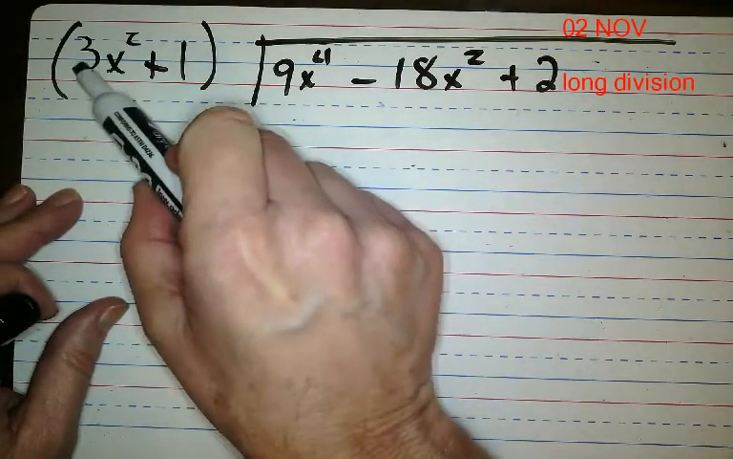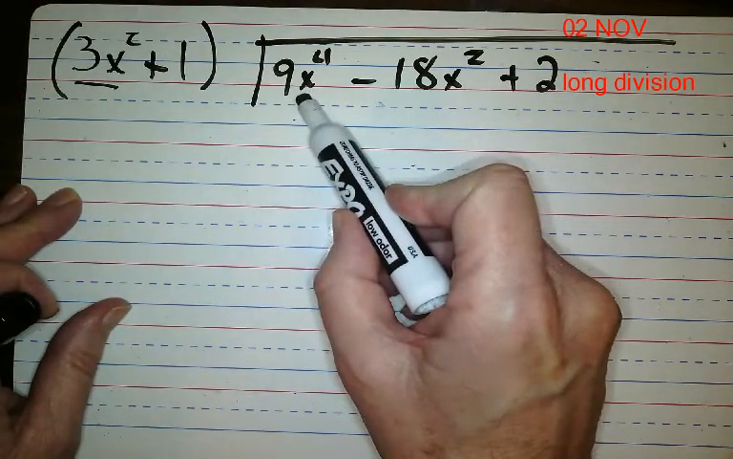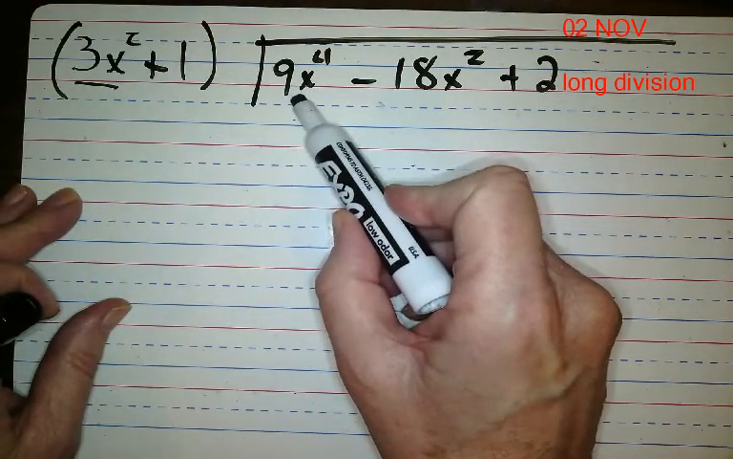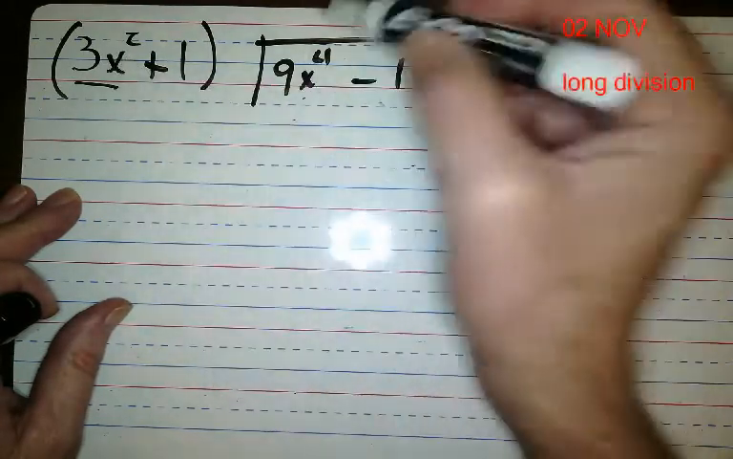So remember, this front number, just the front number, has to be exactly the same as that front number. So I have to multiply by 3. 3 times 3 is 9, and then x squared. Aha!